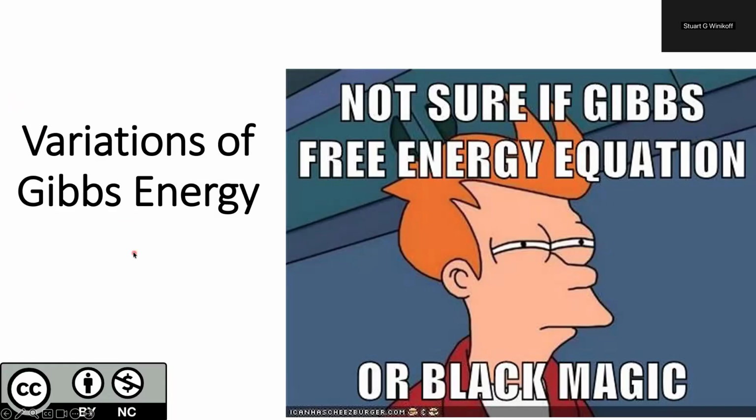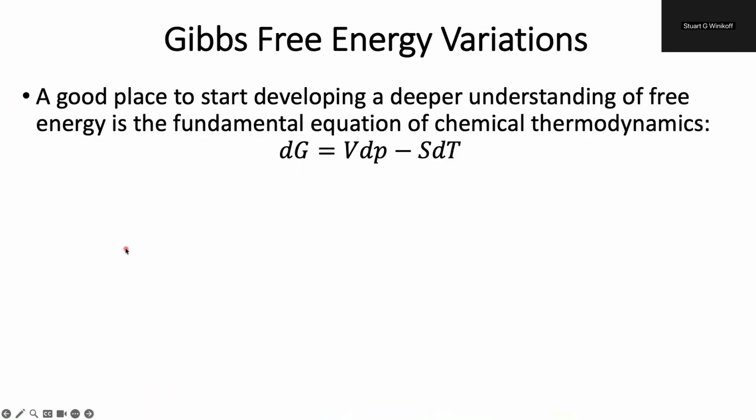So a good place in trying to understand the stability of a system is going to be looking at the fundamental equation of thermodynamics for free energy. Again, this tells us that the free energy changes as a function of pressure and temperature. So we want to figure out how the stability of something changes. We can look at how it changes with respect to these two variables. Now let's go ahead and take these one by one.